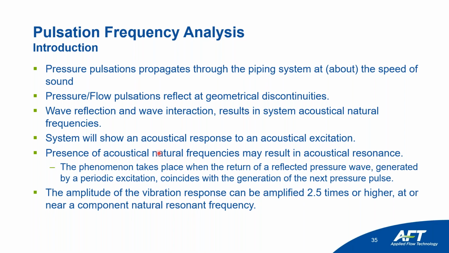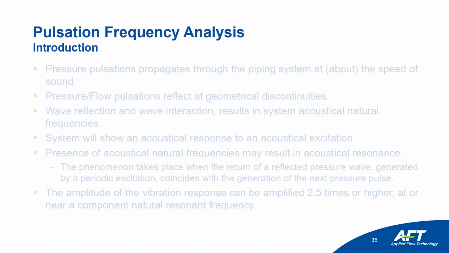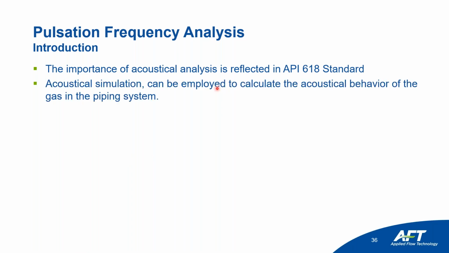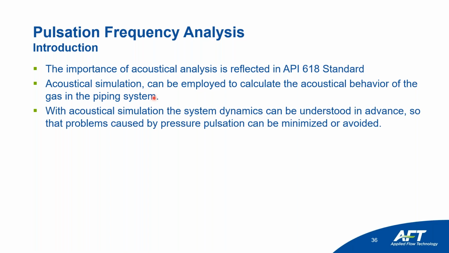So if you're operating near acoustical natural frequency, you will have acoustical resonance, and consequently, you will probably have high displacements on your pipe. The importance of acoustical analysis is reflected in API 618 standard. Acoustical simulation can be employed to calculate the acoustical behavior of the gas in the piping system. With acoustical simulation, the system dynamics can be understood in advance, so the problems caused by pressure pulsation can be minimized or avoided.